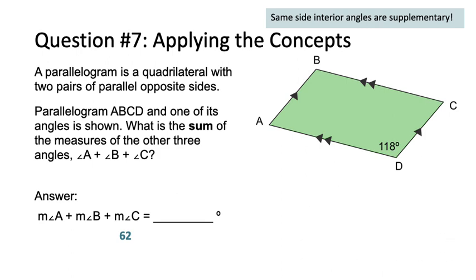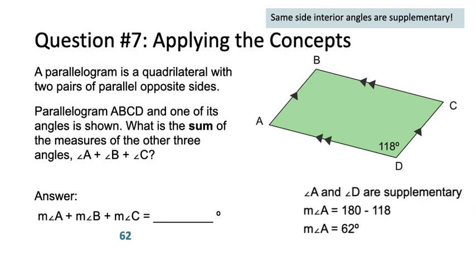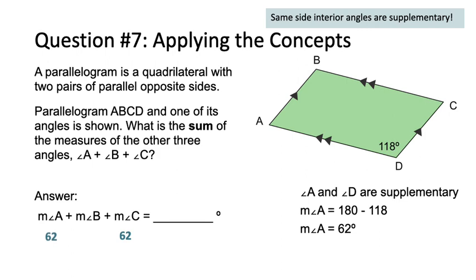Okay, so we know that the measure of angle C is 62 degrees. We know that A and D are also supplementary. Therefore, the measure of angle A is also 62 degrees. Now that makes sense because if you remember from earlier studies, opposite angles in a parallelogram are going to be congruent. So for that reason, angle B will also be 118 degrees.